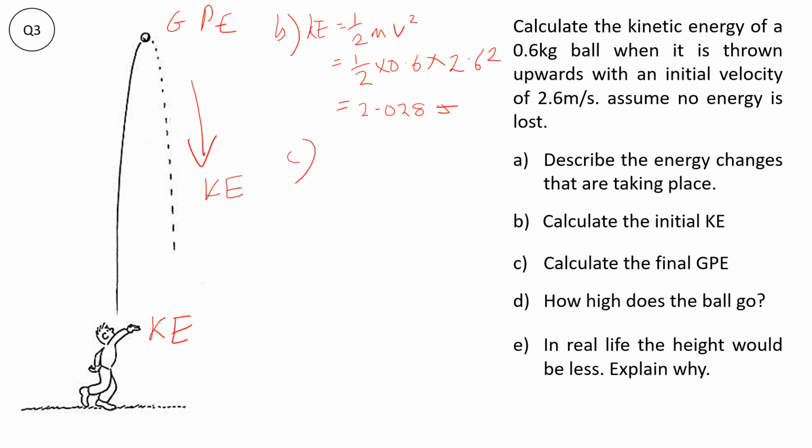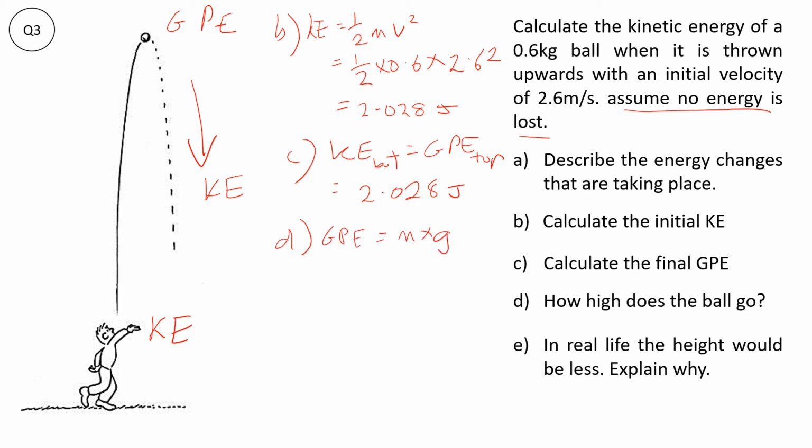C, calculate the final GPE. Now we're going to assume no energy is lost here, so the KE at the bottom must equal the GPE at the top. So we still have 2.028 joules. How high does the ball go? Well, we can equate that to the equation for GPE, m times g times h. You'll notice there is the height, so we can work out the height now. Substitute the values in.